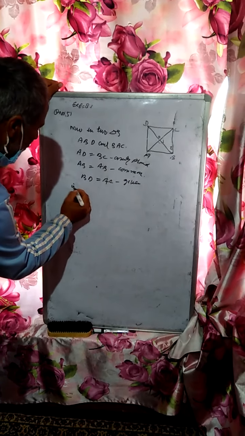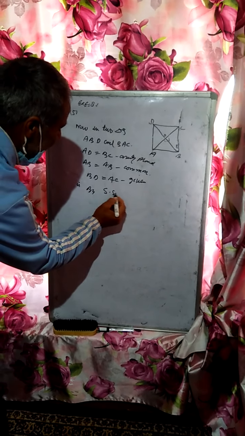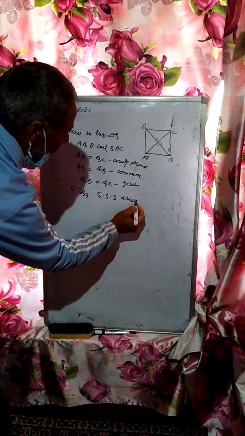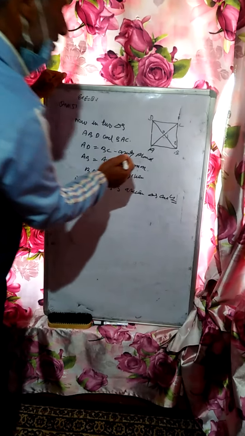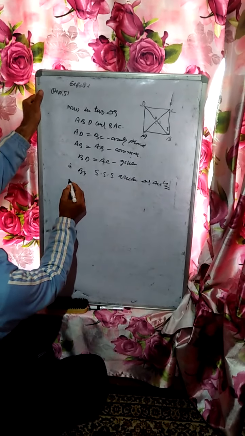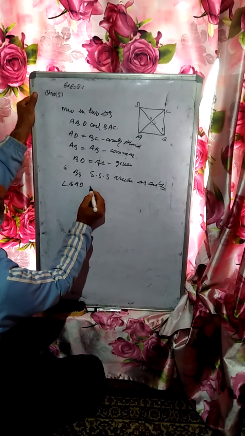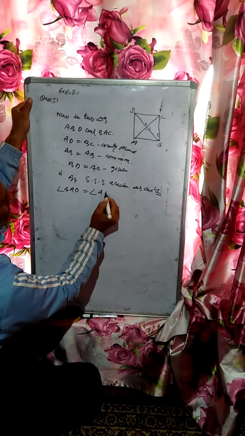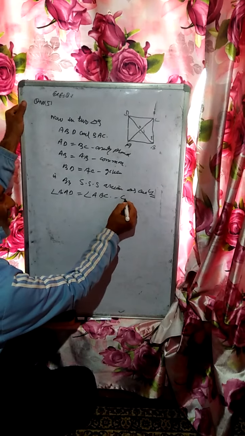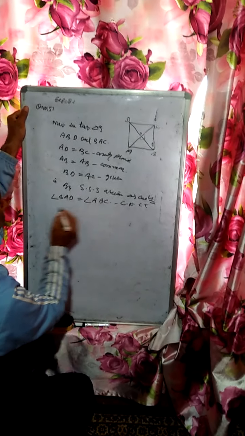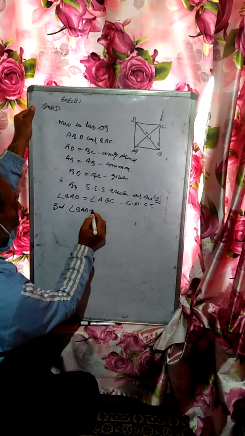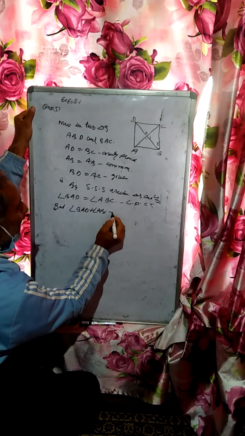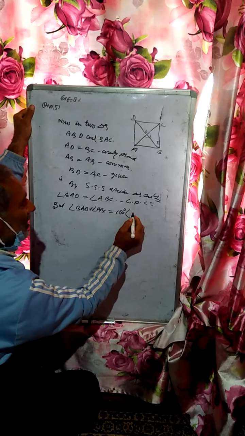Therefore by side side side action, triangles are congruent. When triangles are congruent, we can say angle BAD is equal to angle ABC, again CPCT. But angle BAD plus angle ABC is equal to 180 degrees.